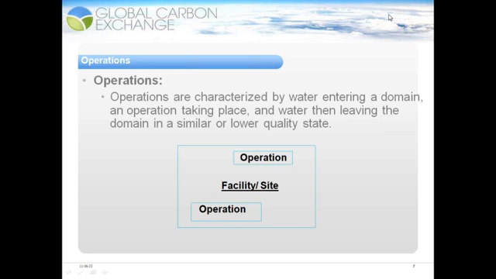So on a site, whether it's a house or a commercial building, there may be multiple operations around the site which use water through their primary functions. What we mean by water leaving the domain in a similar or lower quality state, going back to the shower example, the water comes through the shower nozzle. It's come directly from the municipality and hence is traditionally of a high quality state. You then use it to wash yourself. The water then goes through the drain plug, except it's now got a bit of soap added to it and possibly a bit of dirt which has been washed off the person. So hence it is a lower quality state when it's leaving the operation than what it was when it entered.